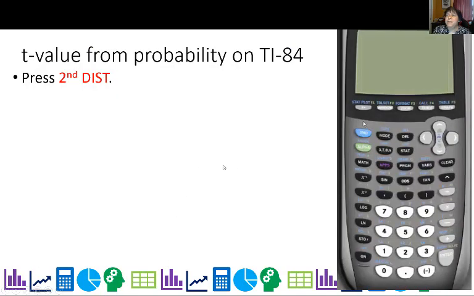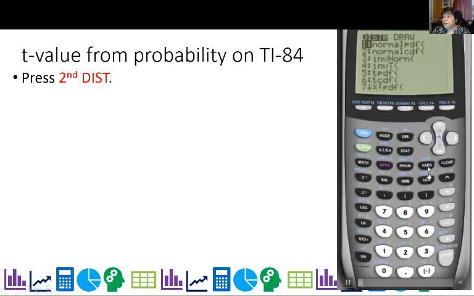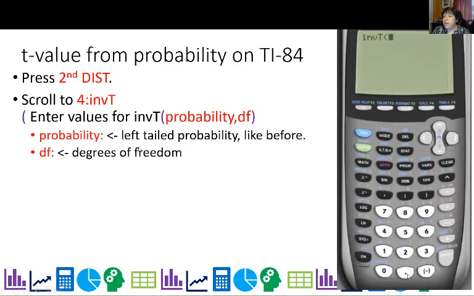So how to get a t-value from probability on the TI-84. Remember how we did inverse norm to get a z critical value? We're going to do inverse t. You start that by pressing second distribution, there it is, and go to inverse t, which is item 4. Then you're going to put in your probability, and then you're going to add one extra thing. Remember, this is the area to the left. You're going to have your degrees of freedom. So here's a t-score for 0.99 to the left and 6 degrees of freedom.